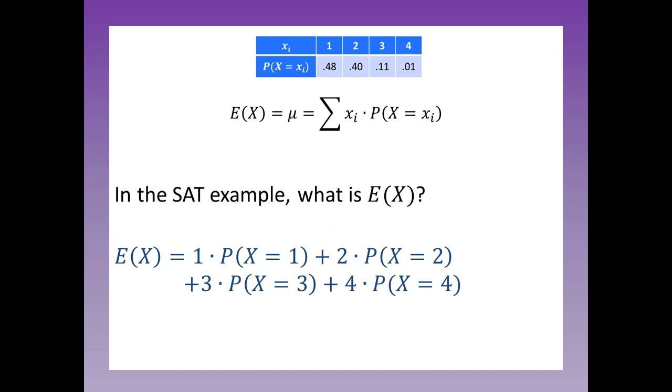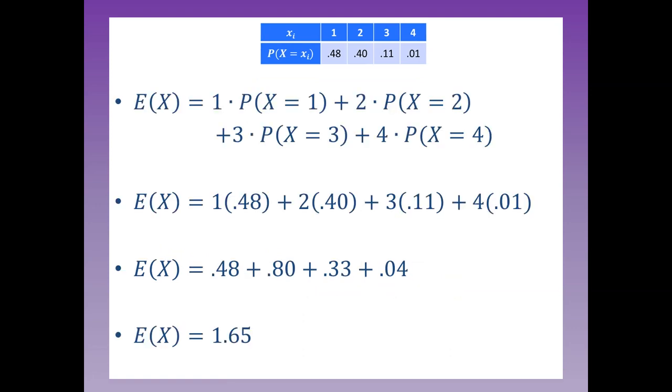We're going to find the expected value for the SAT example, so the first thing that we're going to do is expand the formula while substituting values in. To find that expected value, it would be 1 times the probability that X equals 1 plus 2 times the probability that X equals 2, and so forth until we've exhausted all possible values. If we substitute in the actual probabilities, 0.48, 0.4, and so forth, then multiply 4 times, add those products together, we'll eventually end up with an expected value or mean of 1.65.